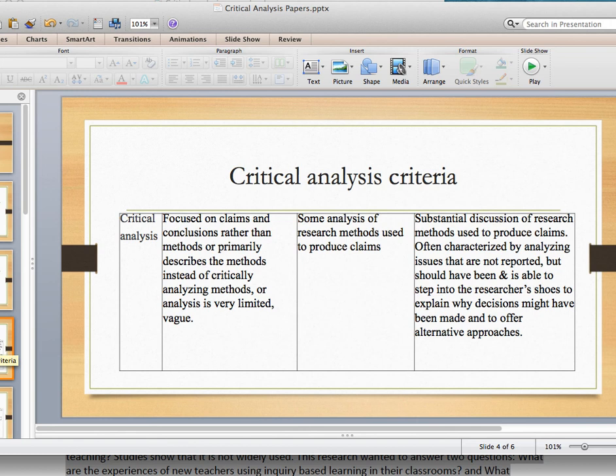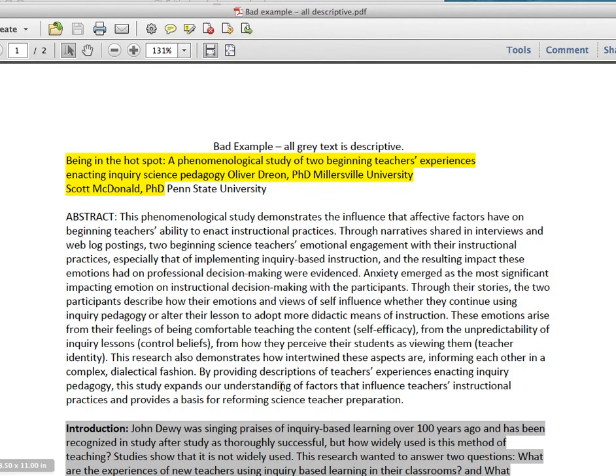All right, so what we've got is a number of good and bad examples, and not for every level of the rubric, but just for some important points. All right, the most important thing, again, is critical analysis. So I've got an example that is focused on claims and conclusions, or primarily describes, keyword being describes, versus substantial discussion of the research methods, analyzing issues, etc. Right. I'm going to emphasize the bad one here.